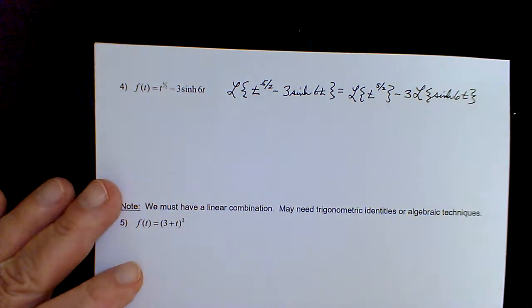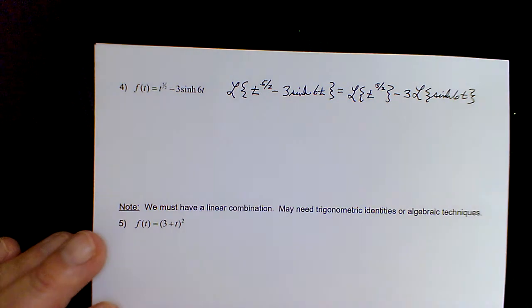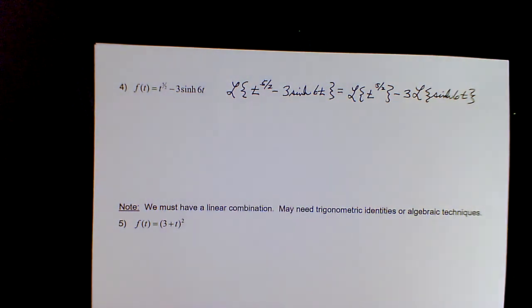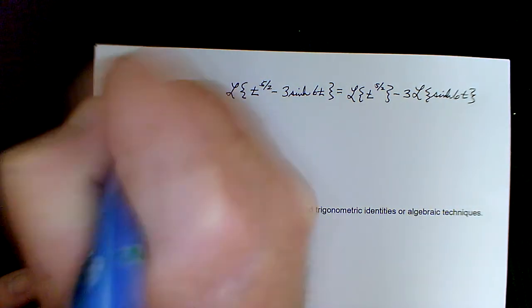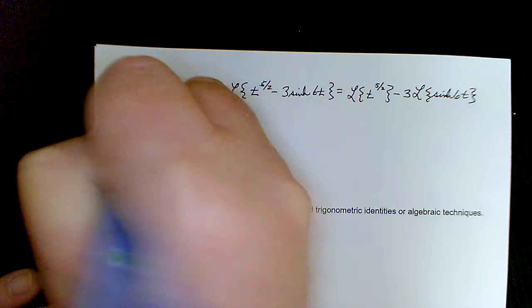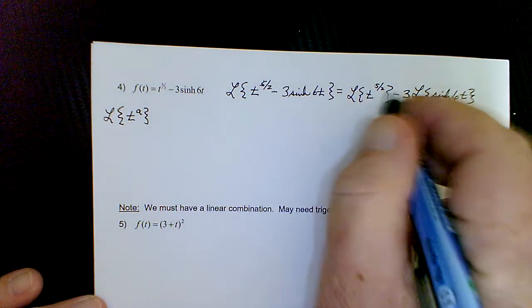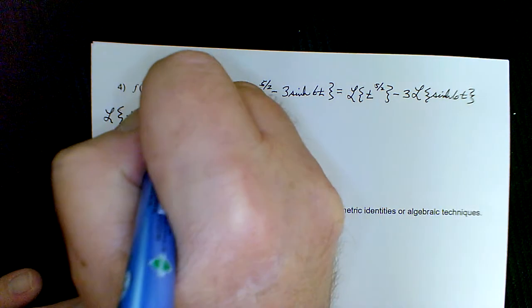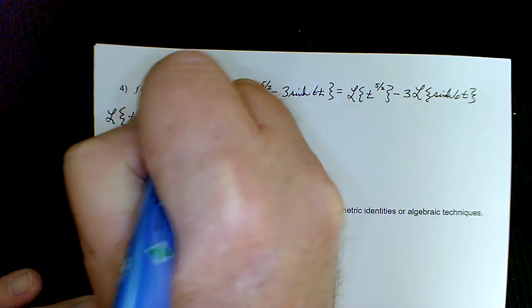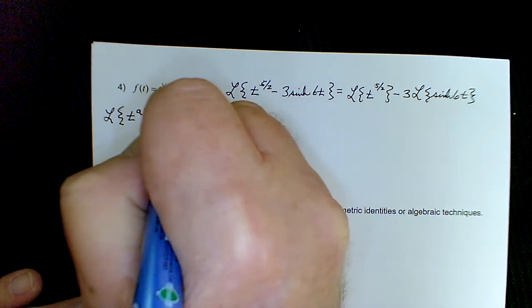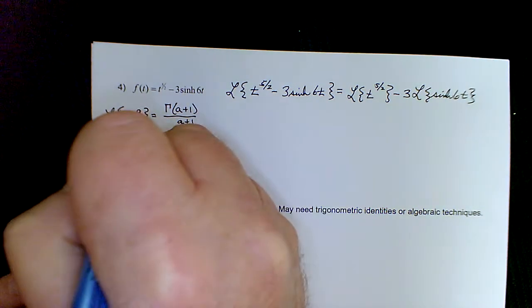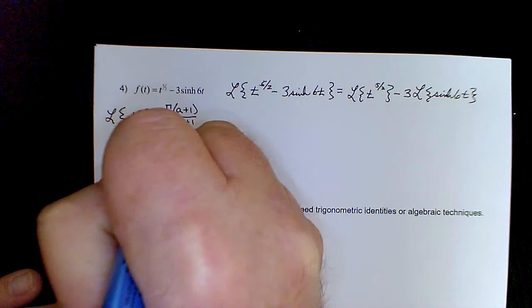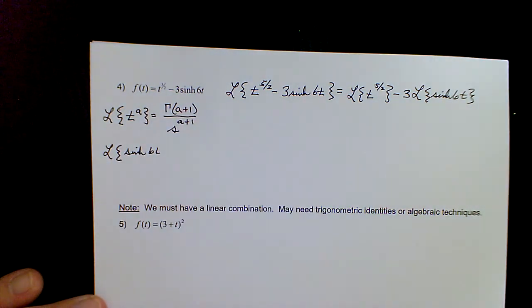Okay, we already stated the formula for Laplace of t to the a. We'll do it again off to the side here, because again we're going to need that formula because this is a fraction, the 5/2. So that's gamma of a plus 1 over s to the a plus 1. And now we're going to need the Laplace for the hyperbolic sine of, again, they use kt in the table.